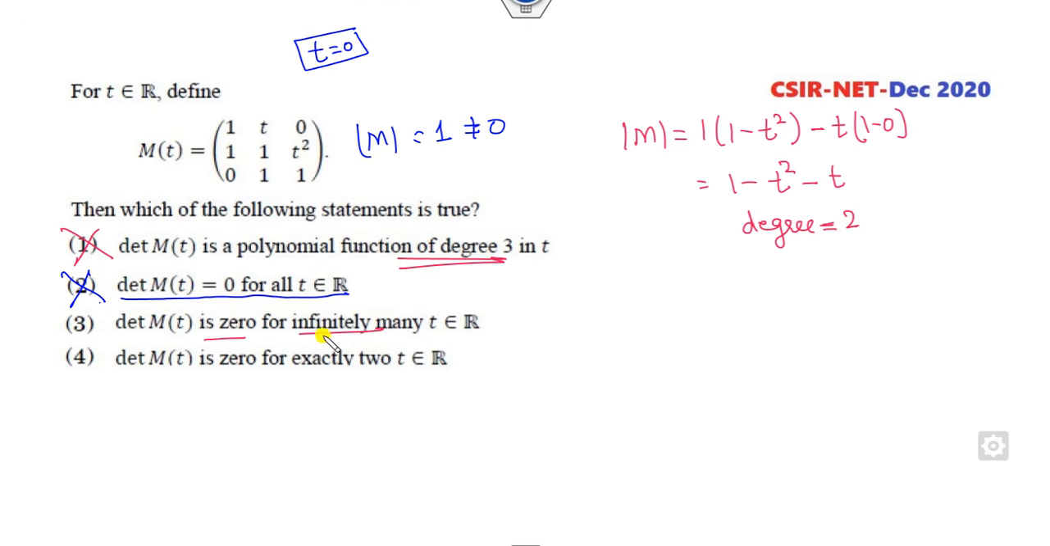This is 0 for infinitely many t. That's a wrong statement, because it's a quadratic, so we can see exactly 2 roots for t. So exactly 2 values is the correct option. The rest all 3 cancel out. The right option is the fourth option.